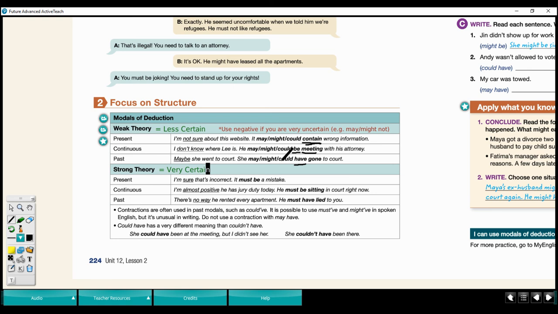She could, there's my modal. Have, there's my base verb. Gone, there's my past participle. She could have gone to court.